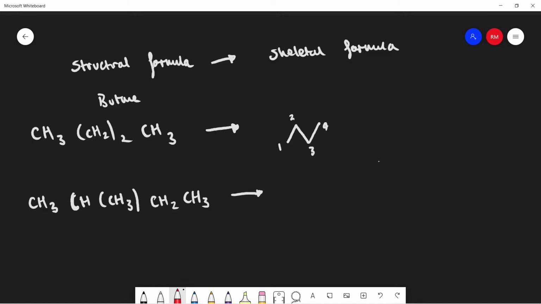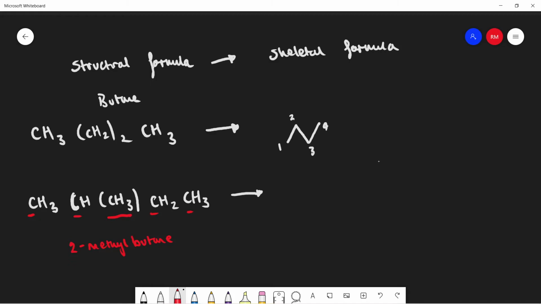So if we count our carbons, 1, 2, 3, 4, we know it's going to be bute something, but we know there's also a methyl group here, and the methyl group is on carbon 2, so we can tell it's going to be 2-methylbutane.